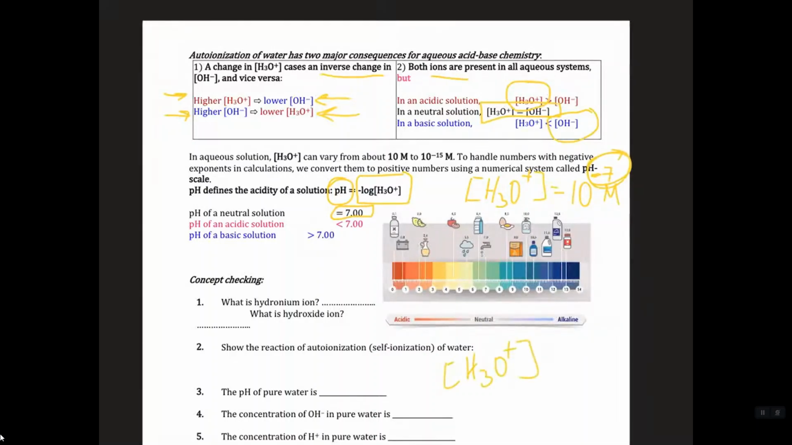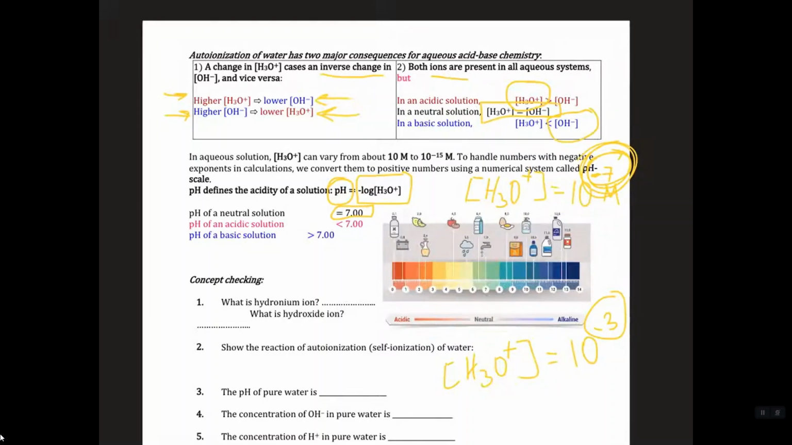If it goes up, then it's going to be... So for example, if I have 10 to the negative third, why is it higher concentration? Because negative third is greater than negative 7, right? And with negative numbers, the closer you are to 0 on the number line, the more positive, the greater the number. So negative 3 is actually greater concentration.